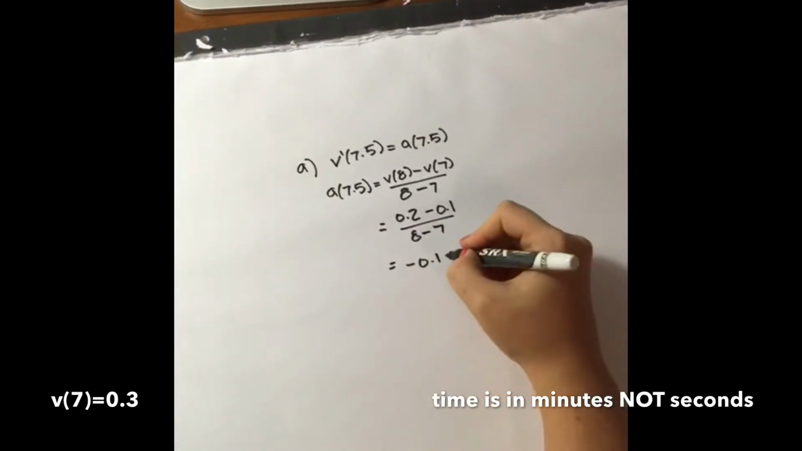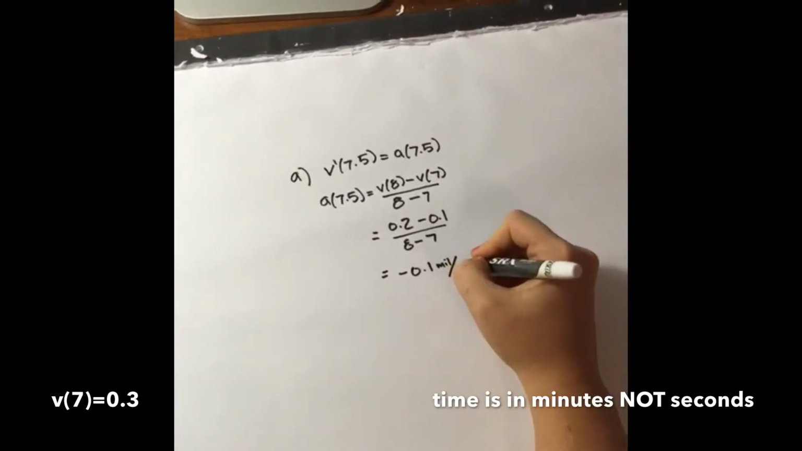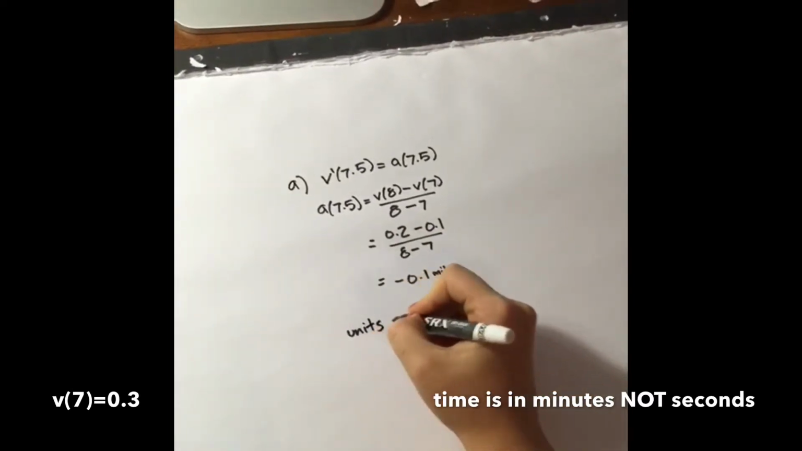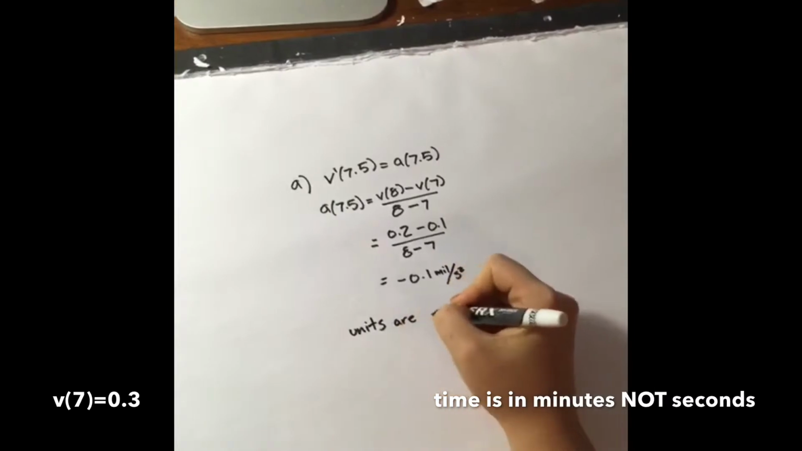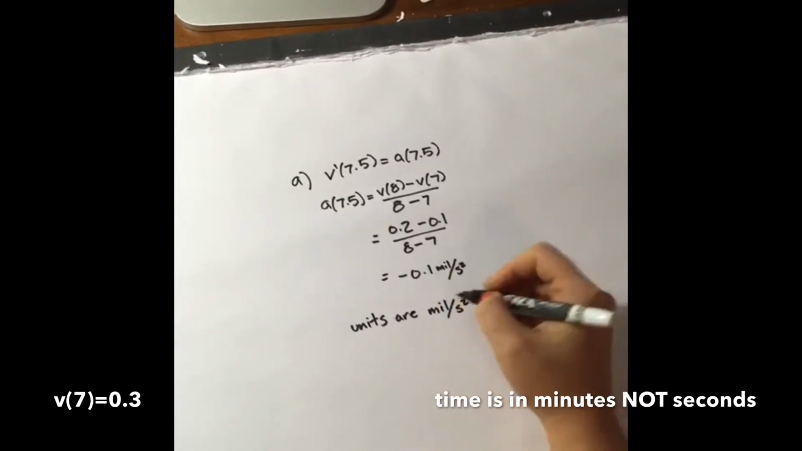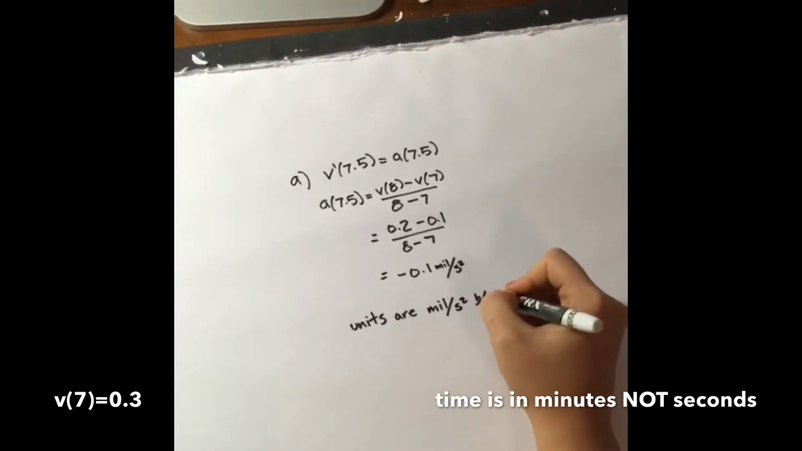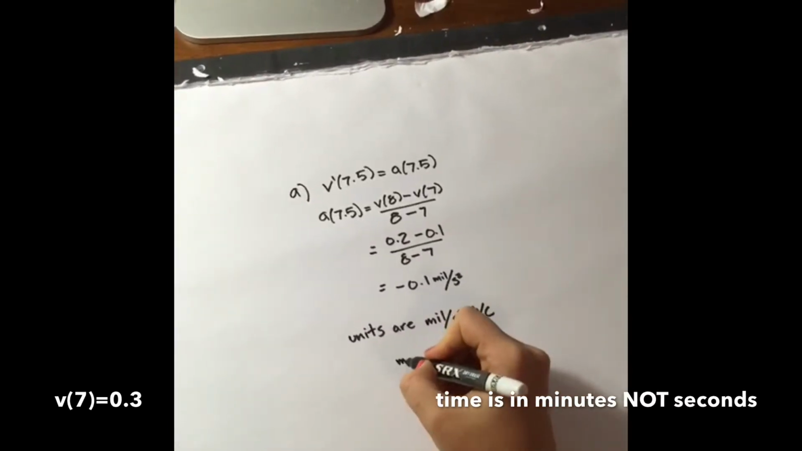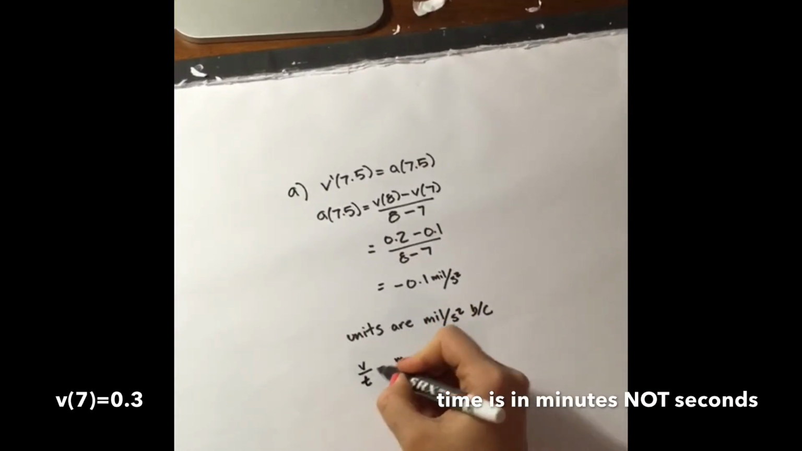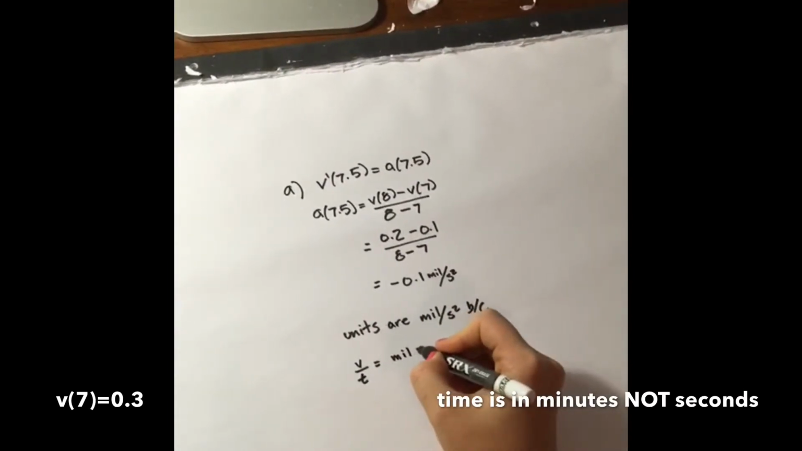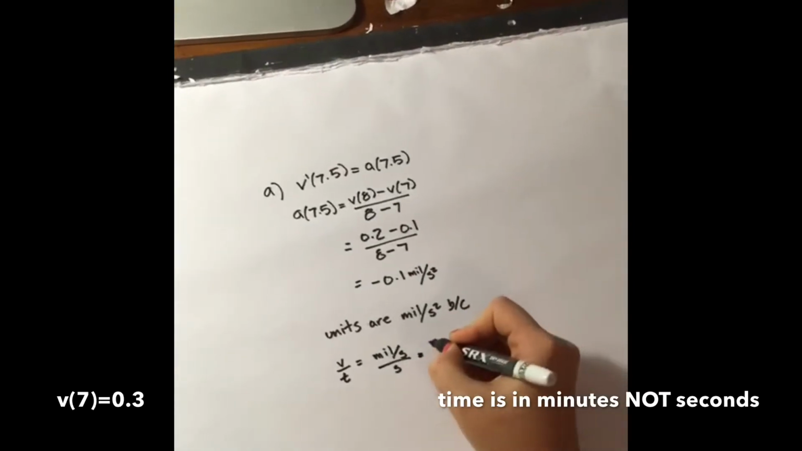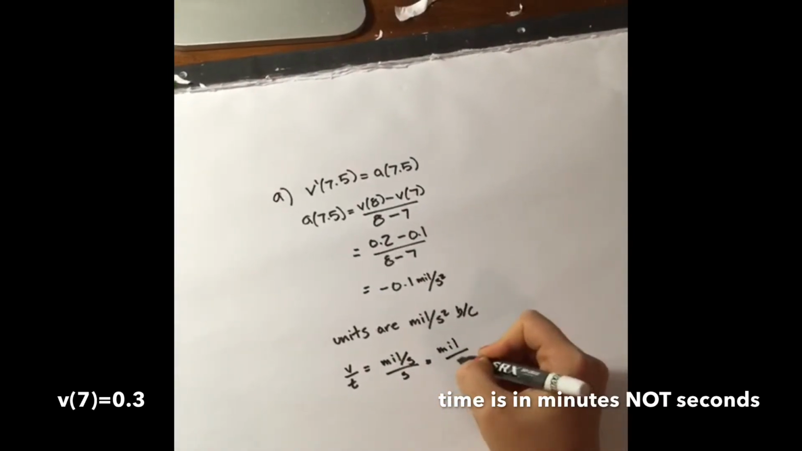And then you divide those by 8 minus 7, your t values, and you should get negative 0.1 miles per minute squared. Again, that is another error. It is not seconds squared, it is minutes squared. The way I solved for these units was I was dividing a velocity by a time, and the velocity was in miles per minute, and the time was in minutes, so you should end up with a unit of miles per minute squared.